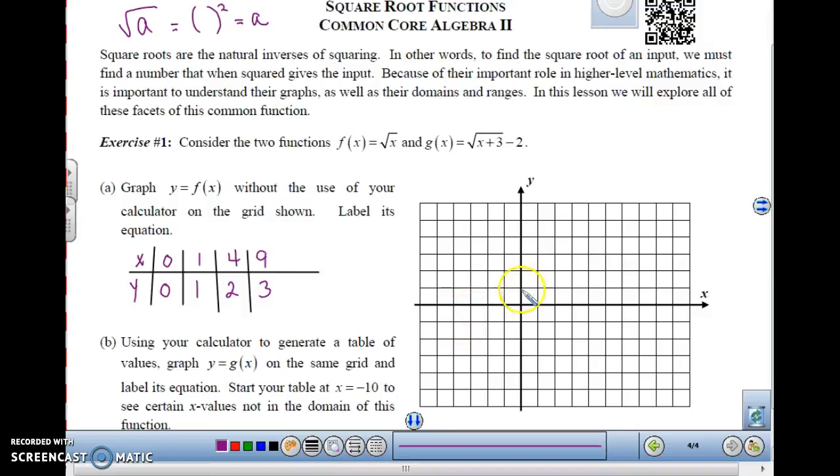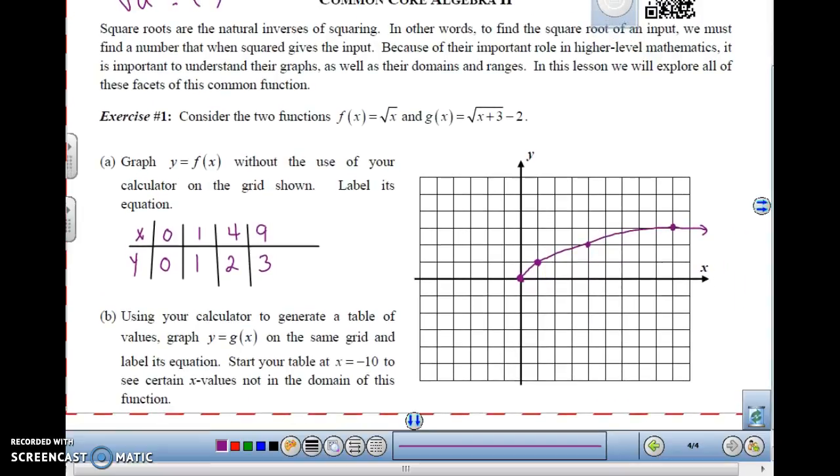If I graph these, (0, 0) would be here. (1, 1). (4, 2) would be there. And then (9, 3) would be right here. And notice it's a curve. It kind of looks like a sideways parabola because it is. It's a quadratic.